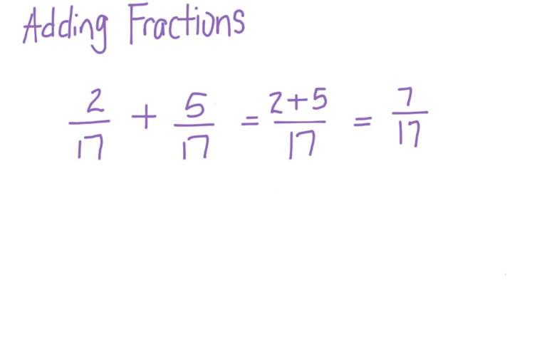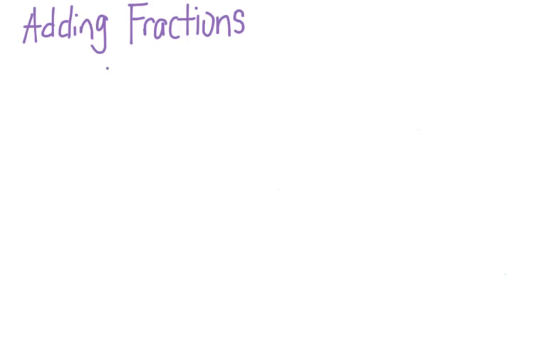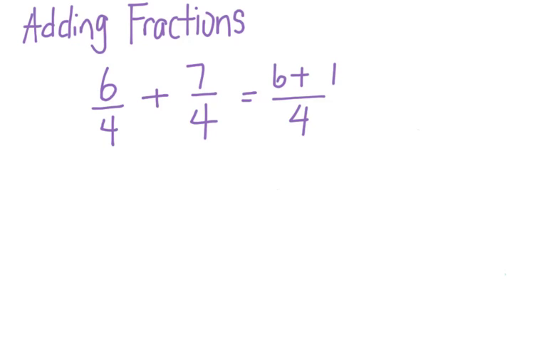Let's look at another example. 6 over 4 plus 7 over 4. Again, we look at the denominators in both of our fractions, and it's 4, which is the same. So all we do is we leave our denominator as 4, and we add our numerators, which is 6 plus 7. 7 plus 6 is 13, so our answer is 13 over 4.